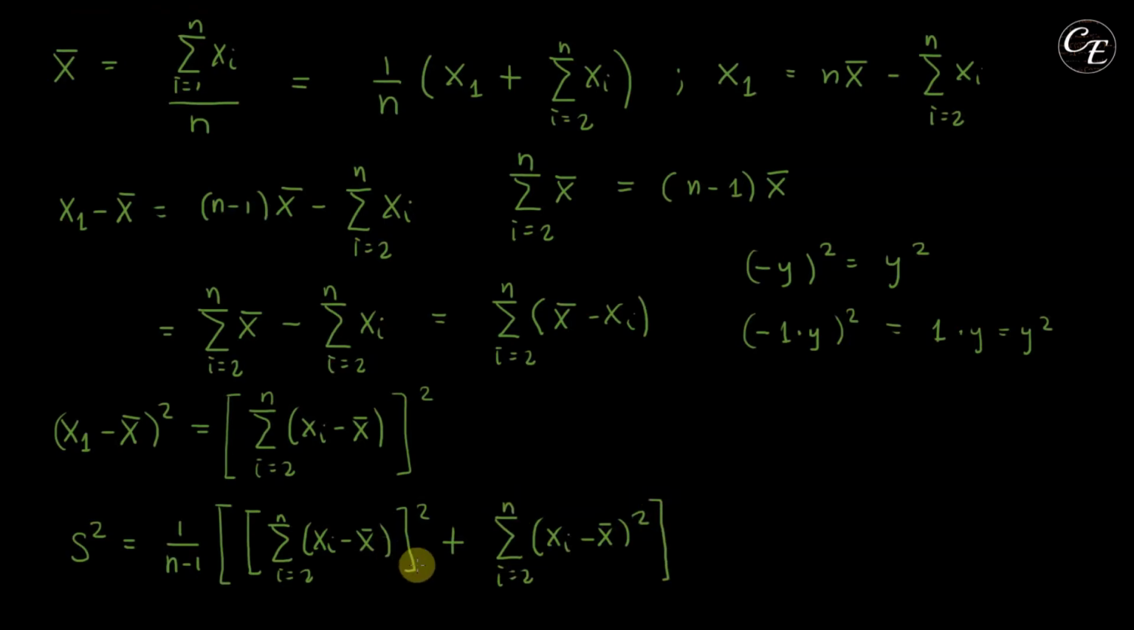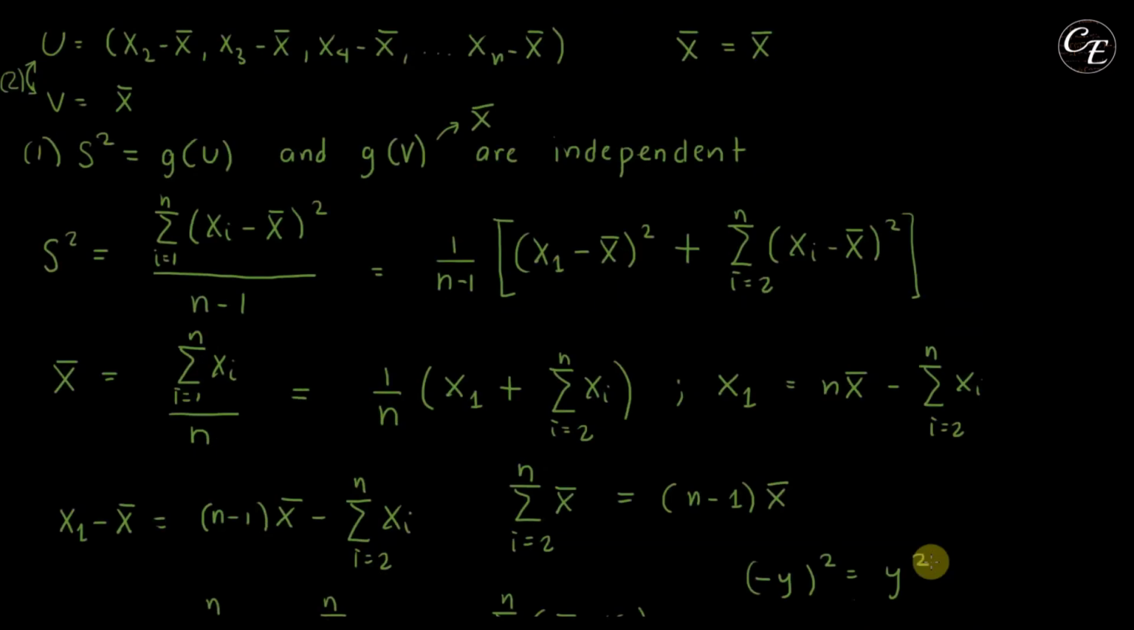So now, as you can observe, this i is from 2 to n, and also this i is from 2 to n. So this sample variance is a function of x sub 2 minus x bar, x sub 3 minus x bar, x sub 4 minus x bar, etc., until x sub n minus x bar. So now, because of this, we have proven this step 1.